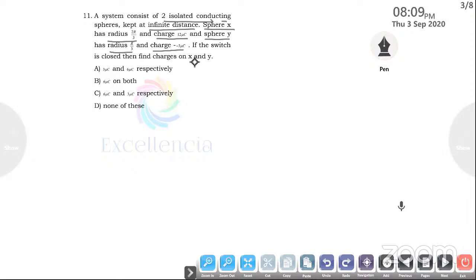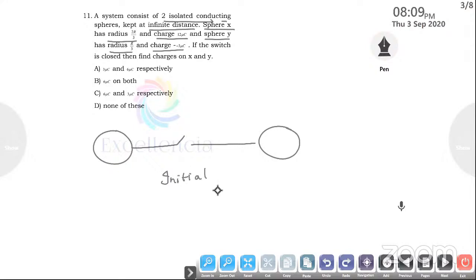I will redraw the diagram. So these are two isolated conducting spheres. Let us say they are far away from one another. Initially they are not in contact by any conducting wire. So I am just writing here, well before they are connected by a conducting wire. This is the initial situation of both the spheres. This is sphere X and this is sphere Y. Given the sphere X radius, it is 2r/3. And sphere Y radius, it is r/3.